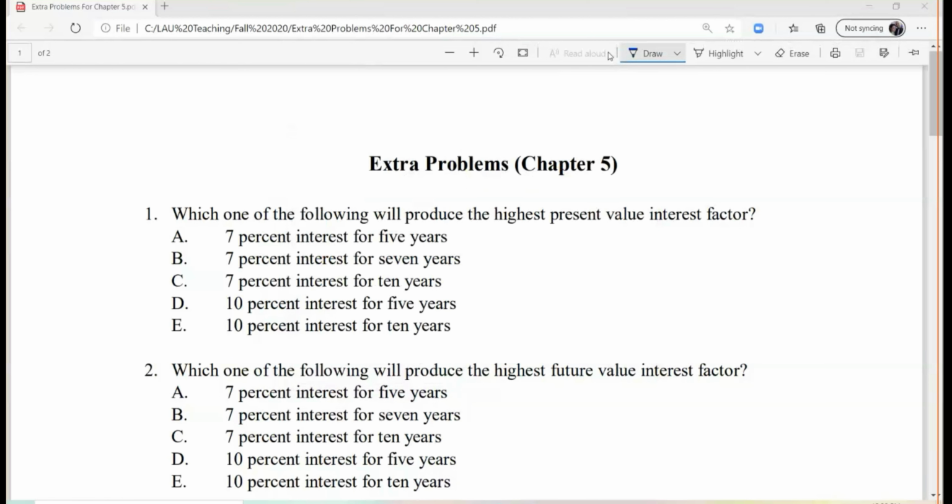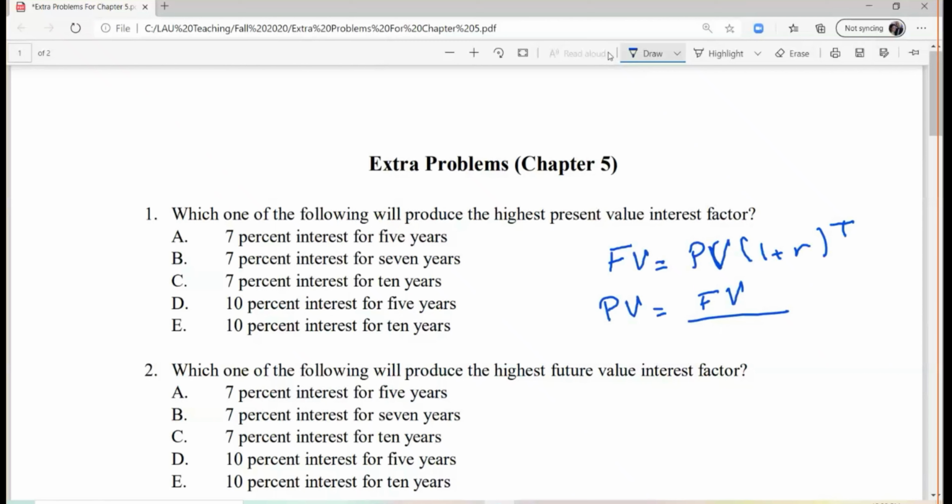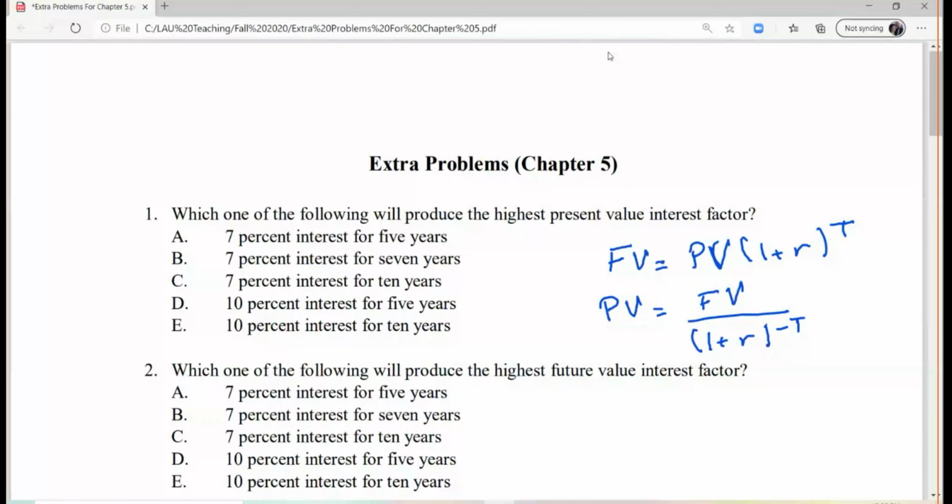Now, if you all remember the formula, we have FV equals PV times (1 plus R) to the power T. Therefore, I can write PV as FV divided by (1 plus R) to the power minus T. So as you can see, there's a negative relationship between R and PV and between T and PV.